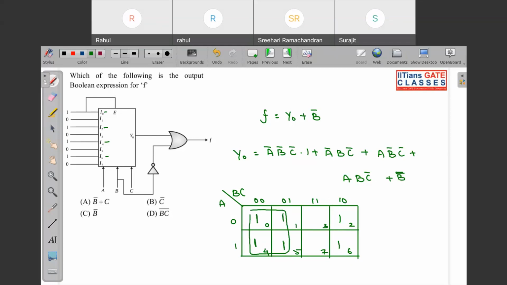Now you can see this is one group of 4 that I can make. Another is this group of 4 I can make. Over here we have B complement common, and in this group A is not common, so here C complement. So B complement plus C complement. None of the options is directly written. Option D we can get using De Morgan's rule. So option D is correct.